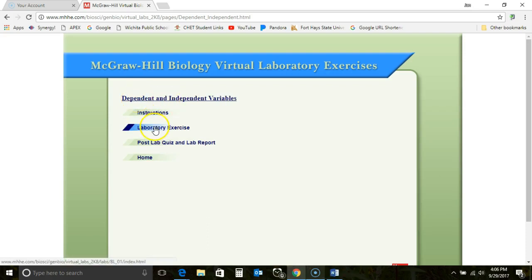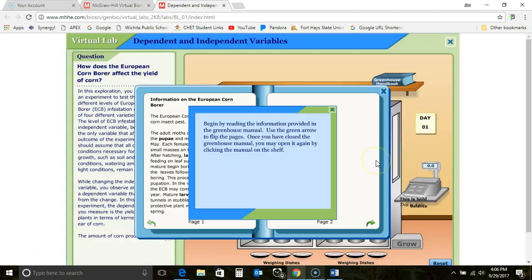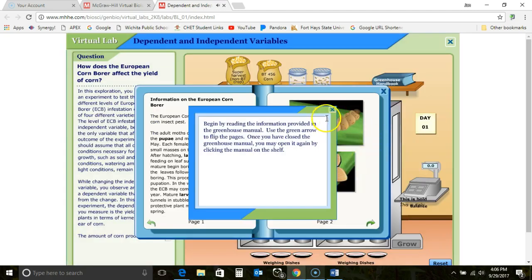And then here's the laboratory exercise. I have to get this going here. Come on. There we go. Okay, so they have the preview of what you're doing.